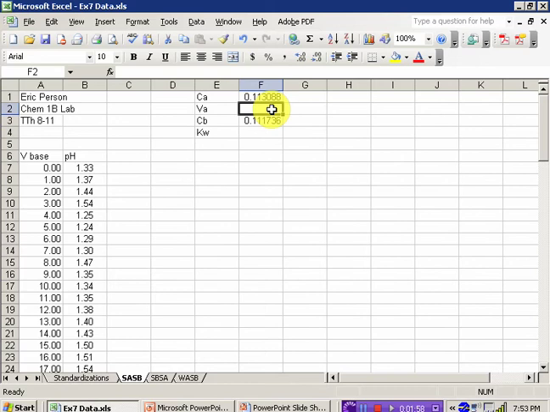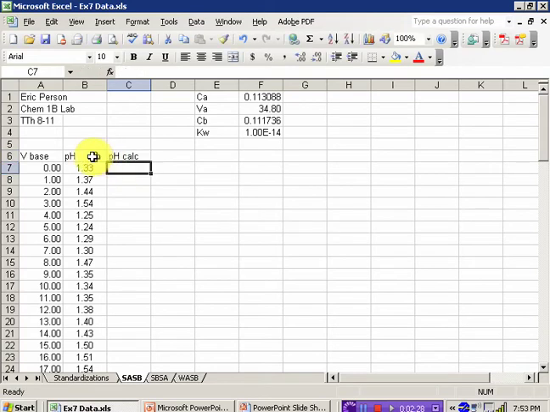The volume of acid you should have recorded when you did your lab. In this case, it was 34.80. That didn't display with the right number of decimal places, so increase, decrease decimal. And when you're entering exponents in Excel, you enter them as 1 and then E, in this case dash 14 for my Kw.